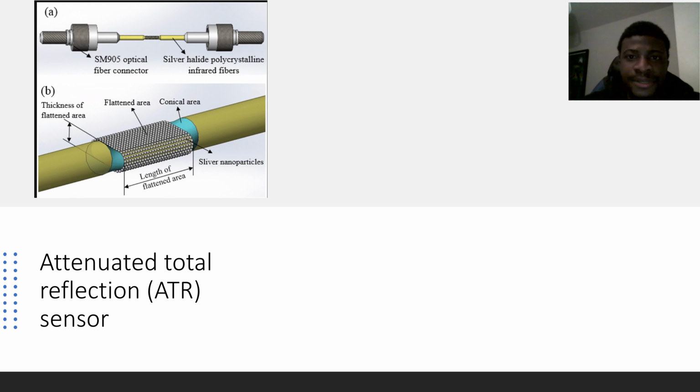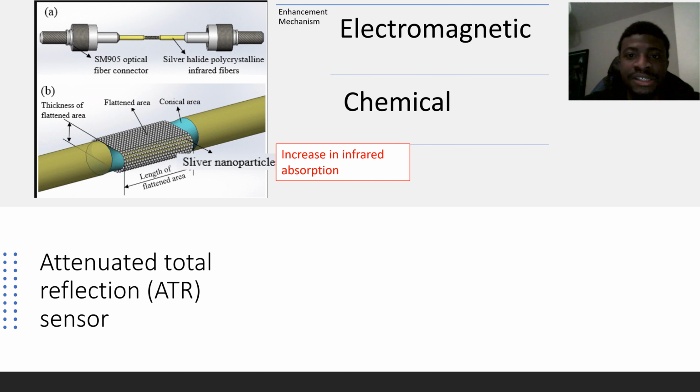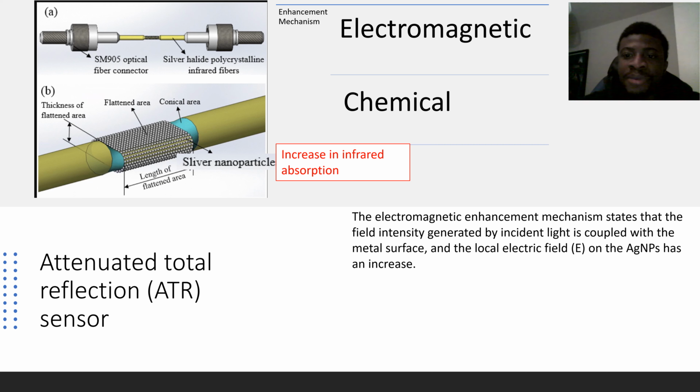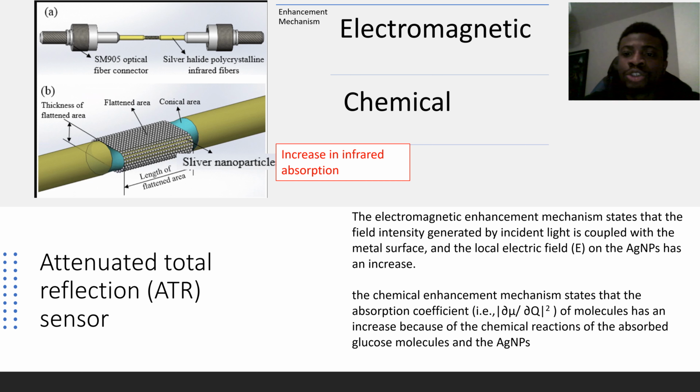Another significant enhancement is the silver nanoparticles that increase the infrared absorption of the sensor due to electromagnetic and chemical enhanced mechanisms. The electromagnetic enhancement mechanism states that the field intensity generated by incident light is coupled with the metal surface, and the local electric field on the silver nanoparticles has an increase. The chemical enhancement mechanism states that the absorption coefficient of molecules has an increase because of the chemical reactions of the absorbed glucose molecules and the silver nanoparticles. These quantities can be found in the infrared expression here.